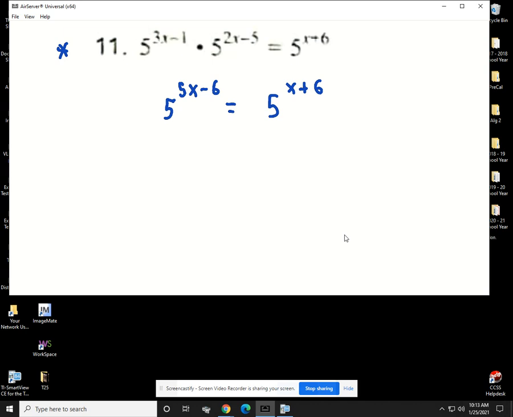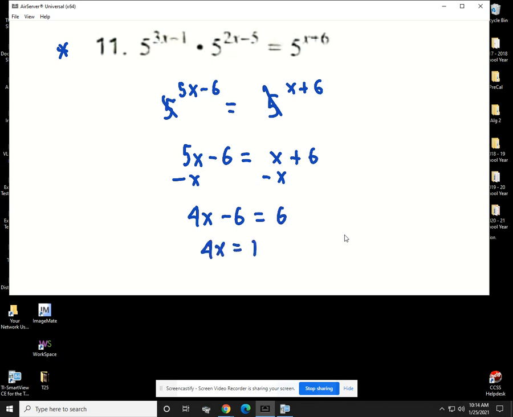Once you get your bases the same, drop them all. So 5x minus 6 equals x plus 6. Now what? I'm going to subtract that x. So 4x minus 6 equals 6. I'm going to add 6. What's 6 plus 6? And then finally, I'm going to divide by 4. What is 12 divided by 4? So x equals 3. You're going to have one that's very similar to that problem tomorrow. Very similar.